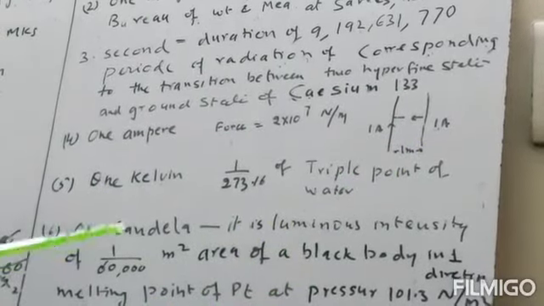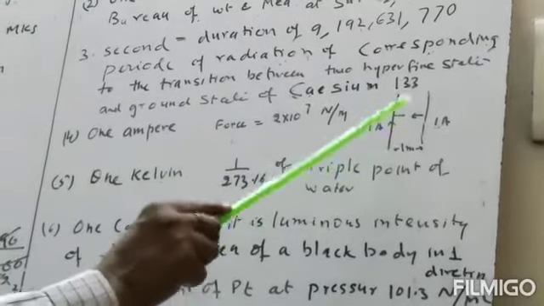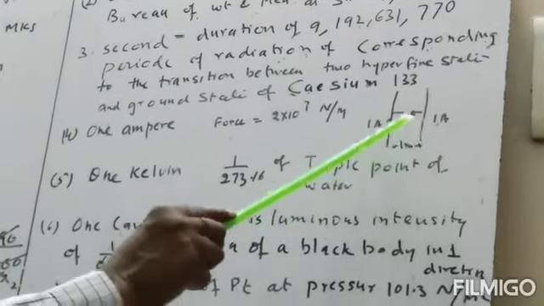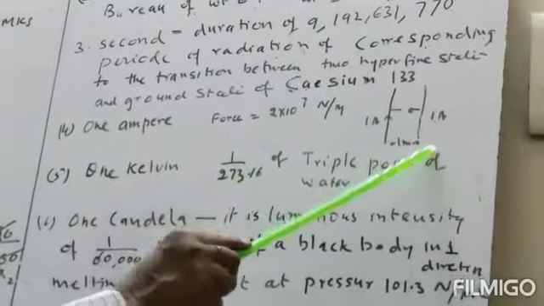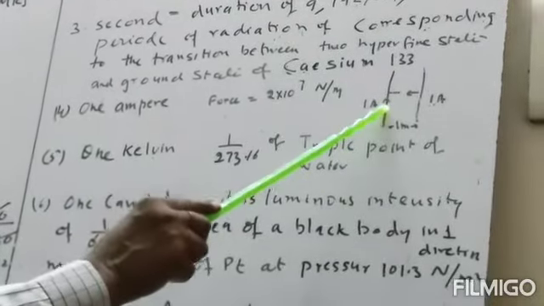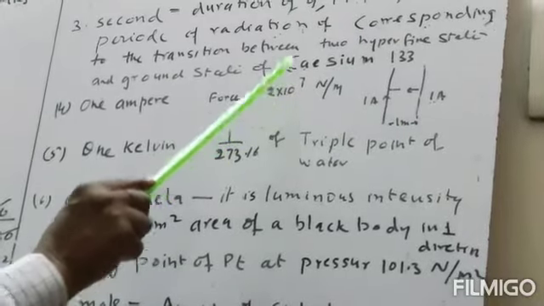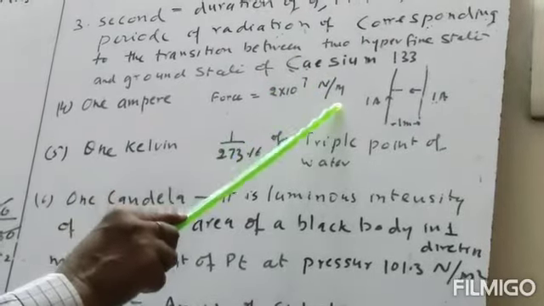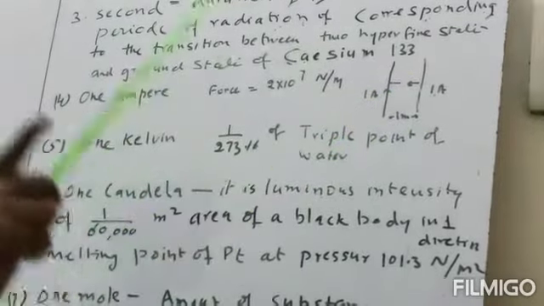So I can redefine it: if the current passing through two conductors is equal and in the same direction in thin wires placed at 1 meter apart, and if the force of attraction between these two is 2 into 10 raised to minus 7 Newton per meter, then the current flowing in each wire is 1 ampere.